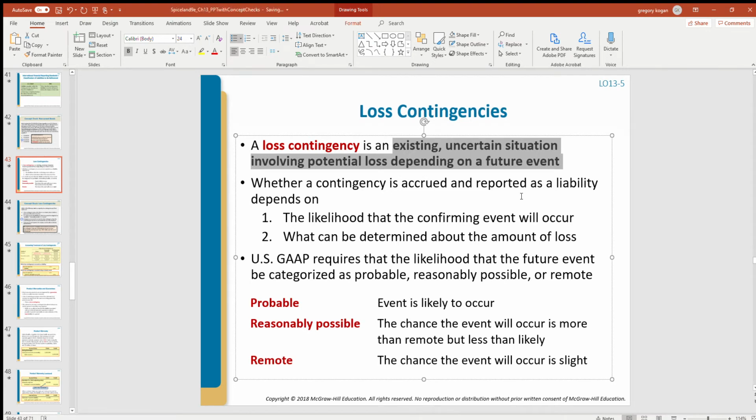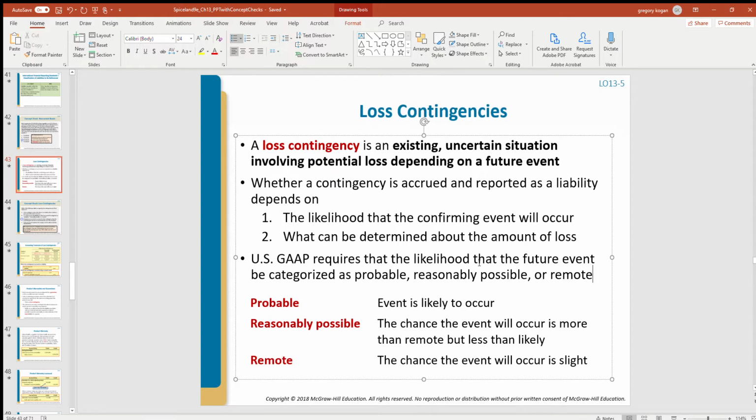So it's either a lawsuit, or it could be a devaluation of some sort, and it's basically something that triggers a liability. And the two questions you have to look at are the likelihood that the confirming event will occur, and what can be determined about the amount of loss? So it's the likelihood and the loss.